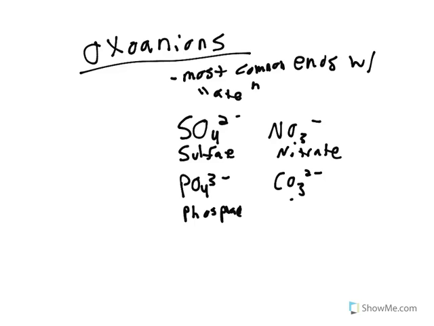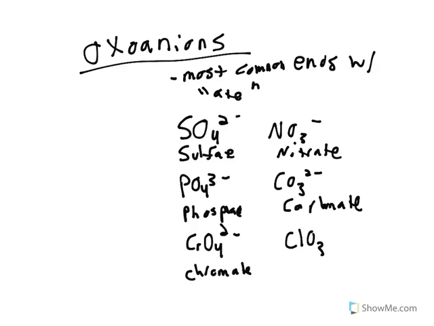CO3 2-, carbonate, CrO4 2-, chromate, and ClO3-, chlorate. Now, when you have one more oxygen than the most common oxoanion, you will start with per- and end with -ate.